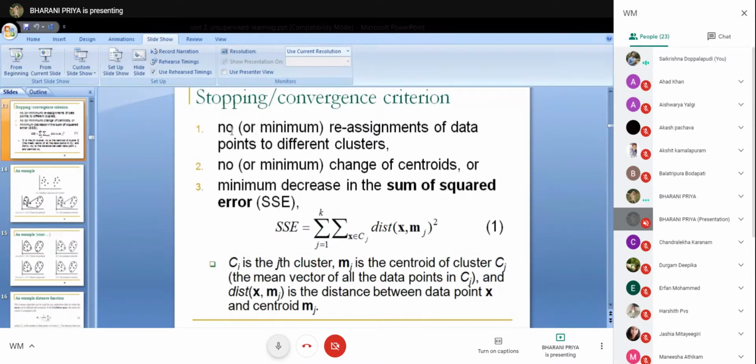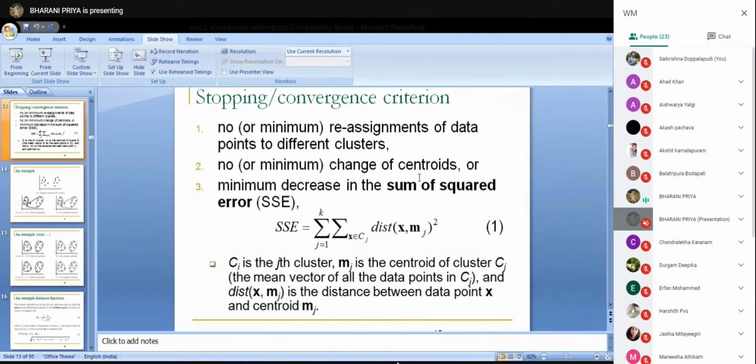When there is no reassignment of data points to different clusters, or no change of centroid. And the third one is the sum of squared error is minimum, that means even if you calculate the sum of squared errors and the value is very slight, then also you will stop the iterations. So these are the 3 points. Is that point clear?